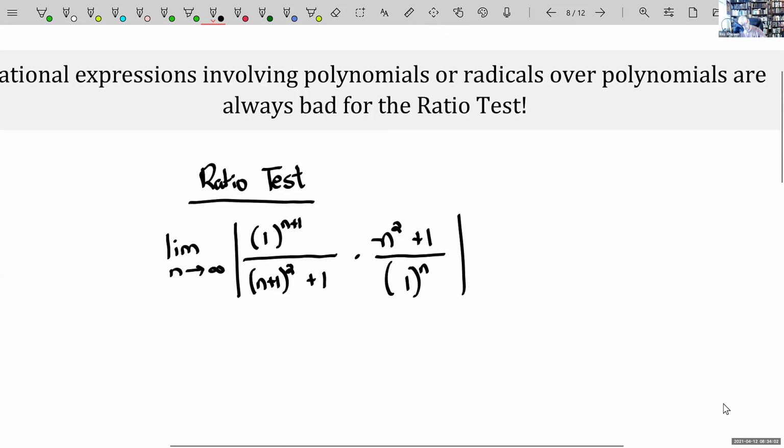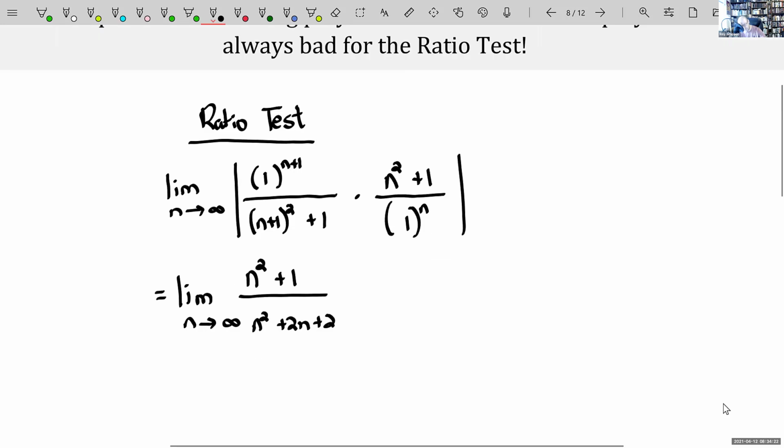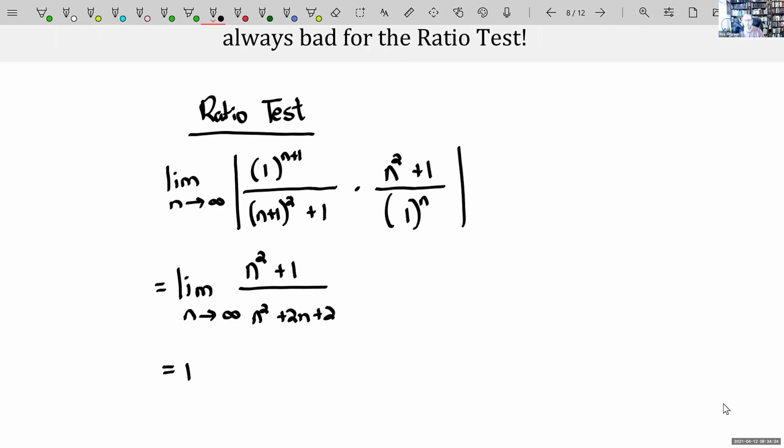And you can see that this is just the limit as n tends to infinity of n squared plus 1 over, it's supposed to be an n, not a negative n, over, well, I'll multiply this out, why not? n squared plus 2n plus 2. And as n goes to infinity, that's going to be 1.